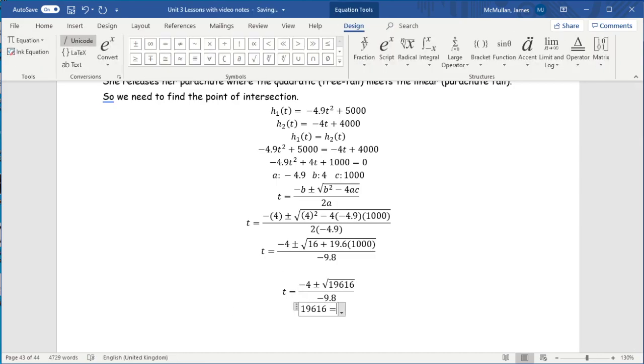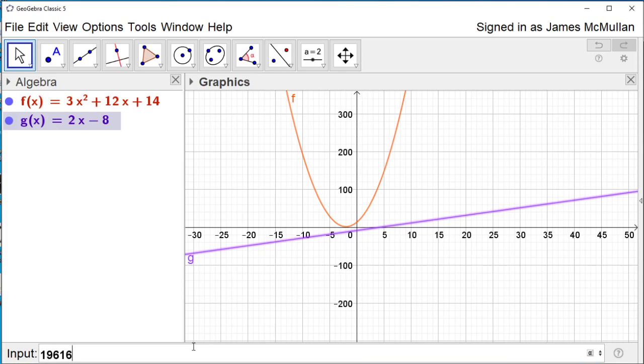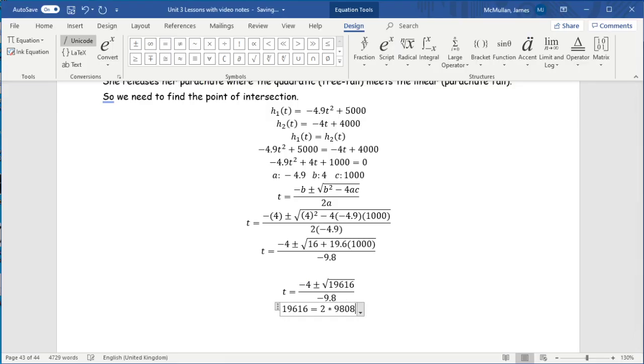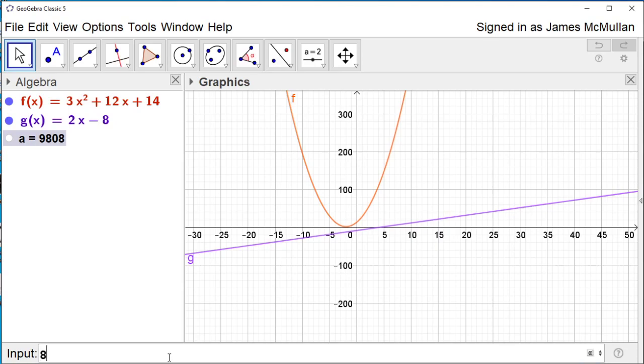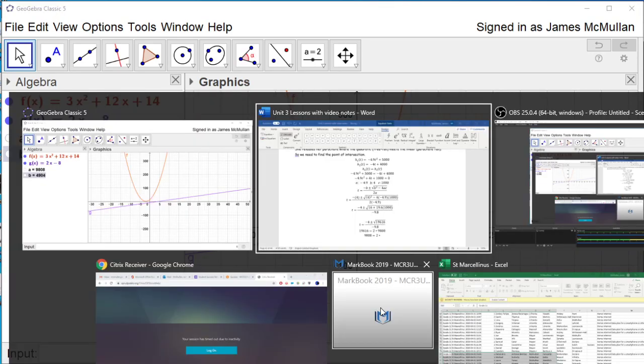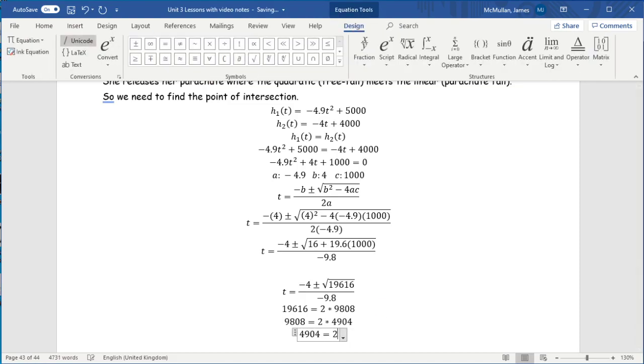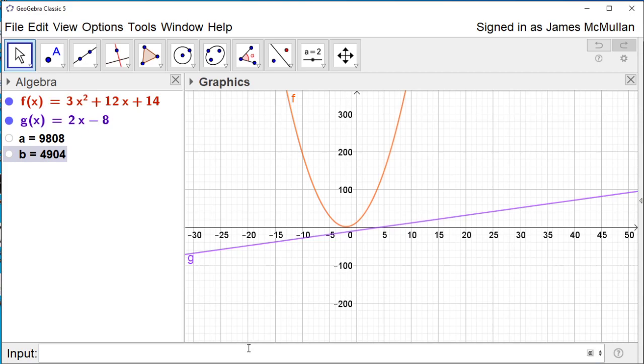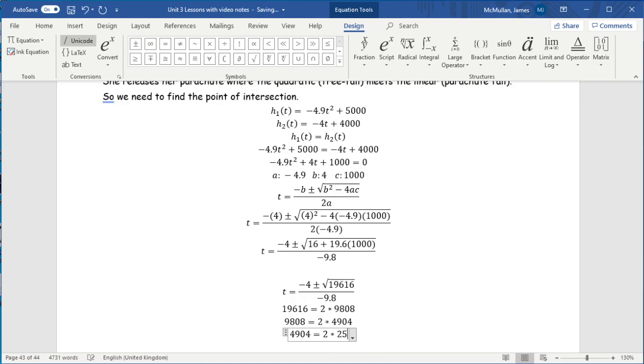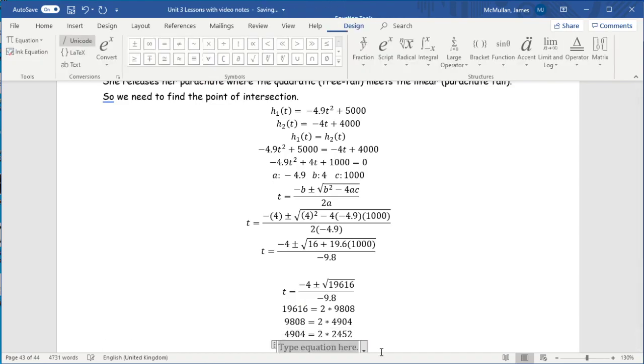Now let's go ahead and do the exact value here, since we might as well practice it in the note. 19,616 could be divided by 2, right? So let's just do this. 19,616 divided by 2 gives me 9,808. 9,808 can be divided by 2, which is 4,904. 4,904 can be divided by 2, and you get 2,452. That can also be divided by 2.